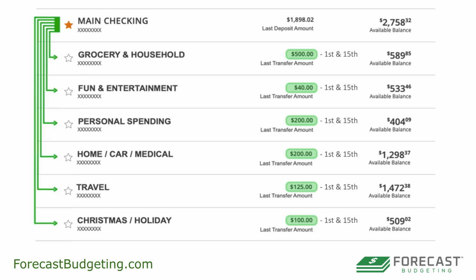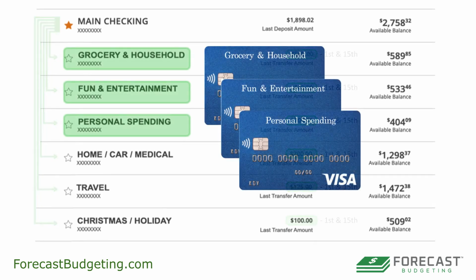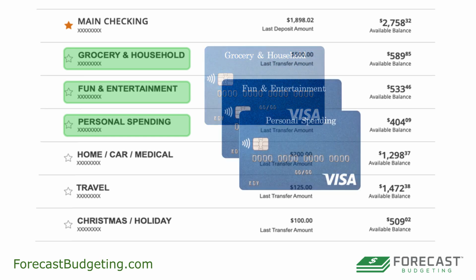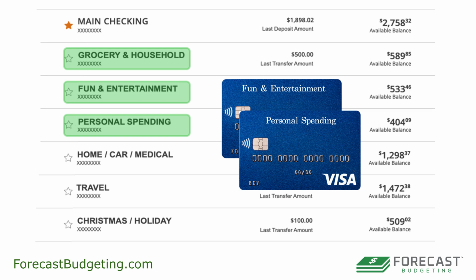You'll see a fixed dollar amount transferring from your main checking account to each variable account on the same scheduled dates every month. Then, anytime you make a purchase, you'll simply use the labeled debit card that's attached to the correct variable spending account. At first glance, you may think having 3 debit cards for your daily purchases is a lot. But the truth is, the grocery and household card will be the one you use the majority of the time, as most of the daily spending you do will fit into this category. The other 2 cards, for fun and entertainment and personal spending, will be used much less frequently.